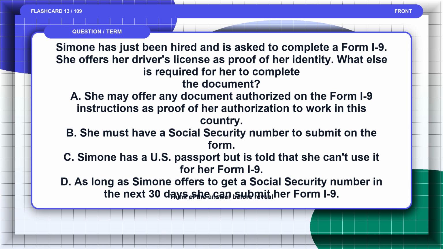She must have a social security number to submit on the form. Simone has a U.S. passport, but is told that she can't use it for her Form I-9. As long as Simone offers to get a social security number in the next 30 days, she can submit her Form I-9. Pause and think of the answer before the reveal.